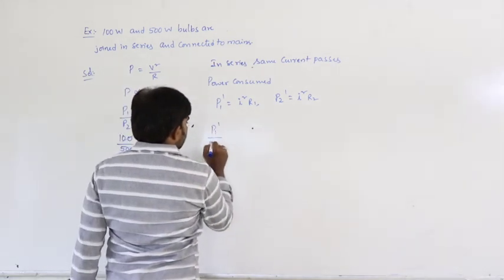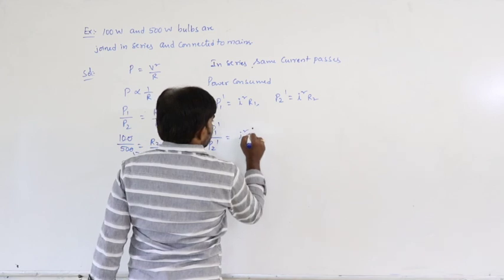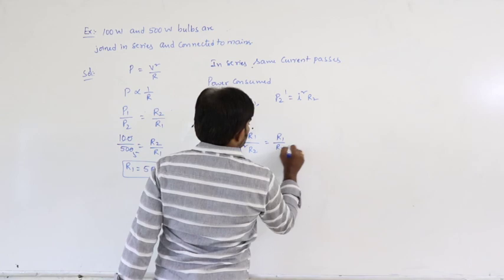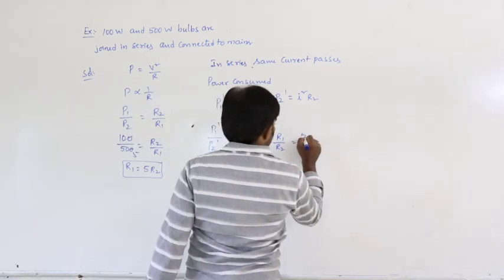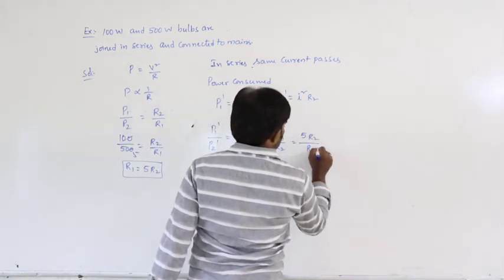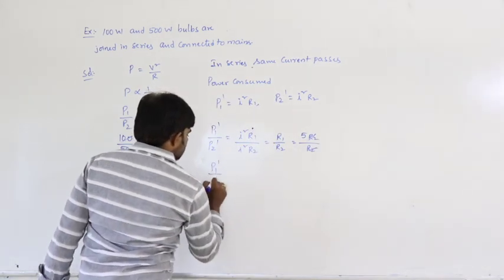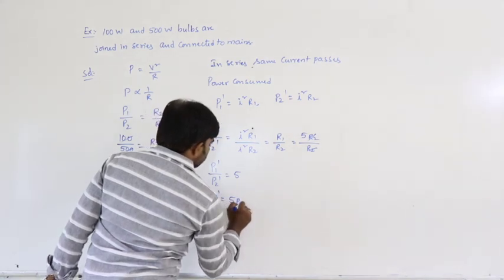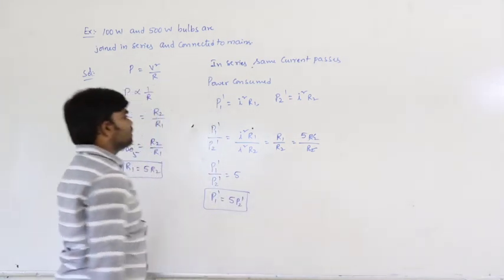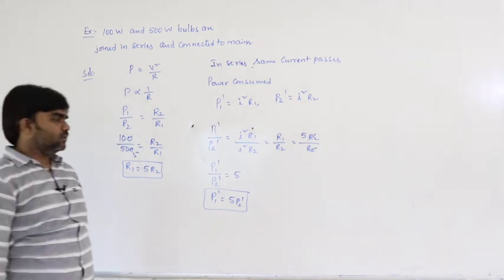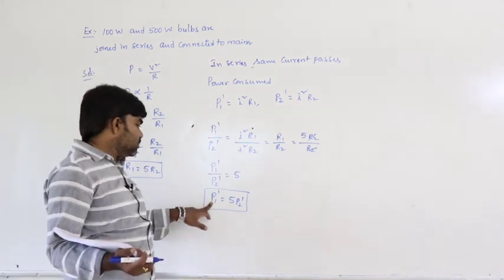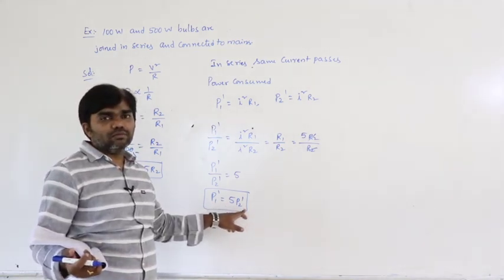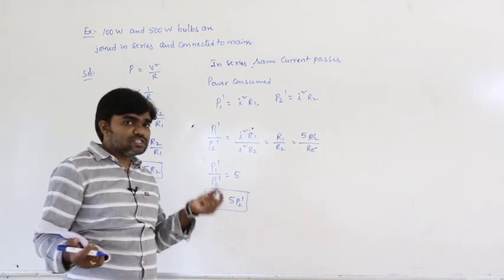Then P1 dash divided by P2 dash is equal to I square R1 divided by I square R2, that is R1 by R2. So R1 is 5R2 divided by R2. So P1 dash by P2 dash is equal to 5. So P1 dash is equal to 5 P2 dash. That means power consumed by the first bulb is 5 times the power consumed by the second bulb.